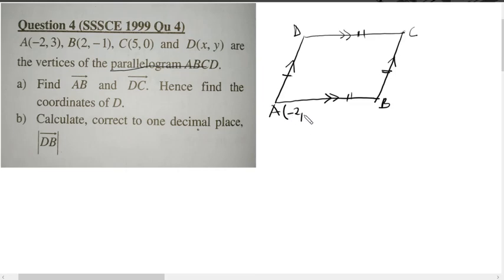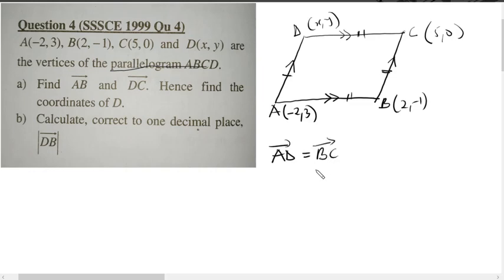So we have A(-2, 3), B is (2, -1), C is (5, 0), and D is (x, y). So we don't know the coordinates of the point D. And for a parallelogram, the opposite sides are equal. In other words, the vector from A to D, vector AD, is equal to the vector from B to C.